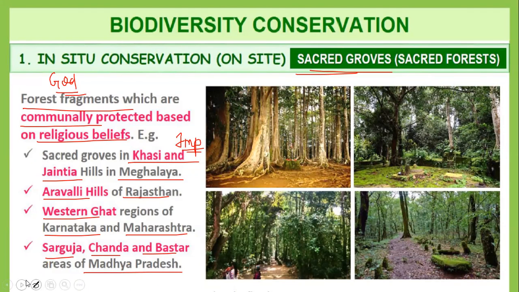Guys, this means that certain people consider a part of a forest to be a part of their religion. They will construct a god over there, they will worship it, they will light the lamp, they will conduct festivals. All these things would be done by the people residing over there. For example, the Khasi and Jaintia hills, Aravalli Hills, Western Ghats in Karnataka. Near the Mookambika area, you will definitely see a part of the Western Ghats and it's highly worshipped also.